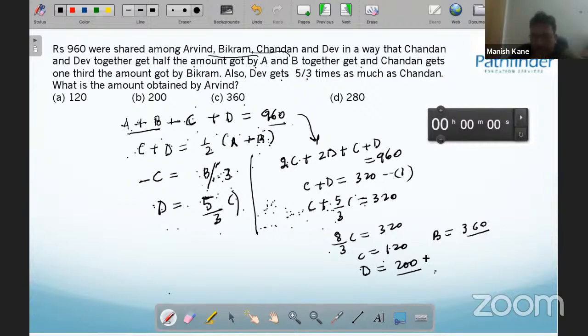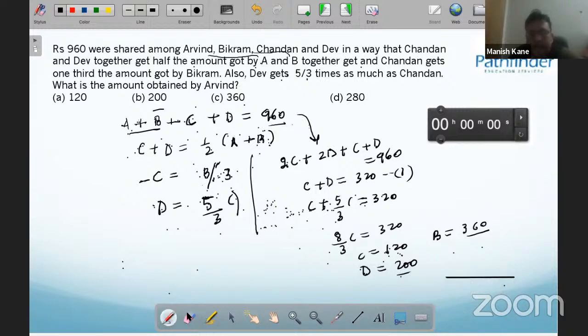And now you can add up these amounts. 500 plus 120 is 620. And A's amount can be found from the first equation: b plus c plus d plus a is equal to 960. So 560 plus 120 gives you 680, and the balance amount is that of A.